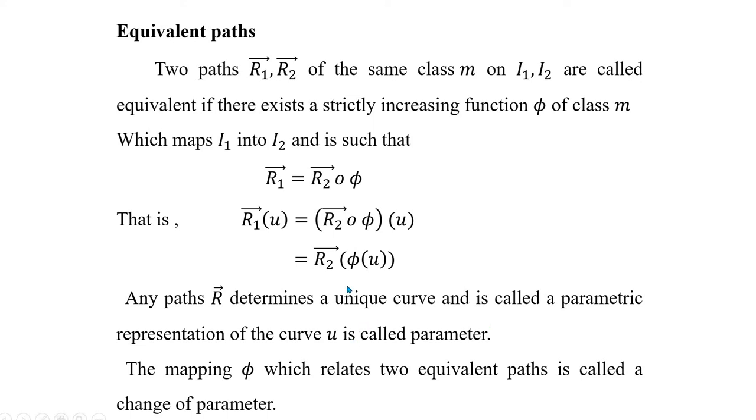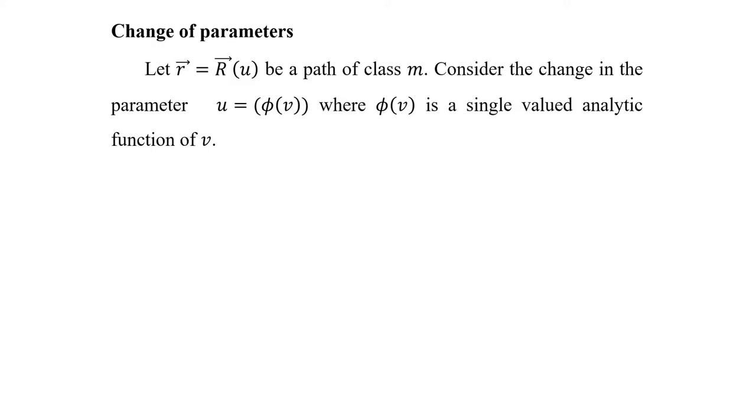We may write this one as R2 vector equal to R vector of pi of u. So any path R vector determines a unique curve, and u is called a parameter. The mapping pi, which relates the equivalent paths, is called a change of parameter. So now, change of parameter.